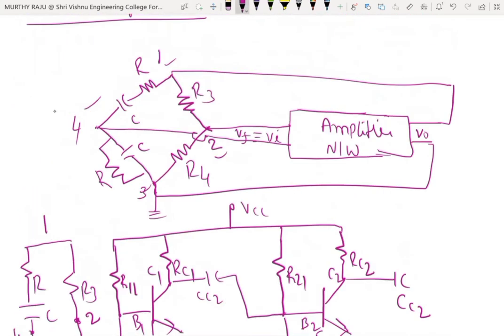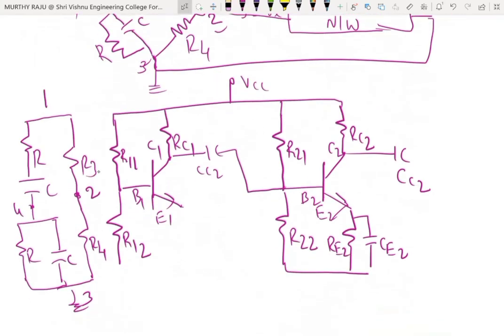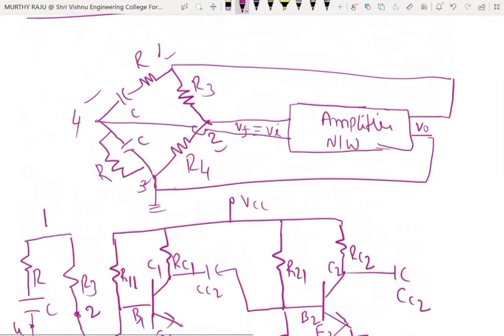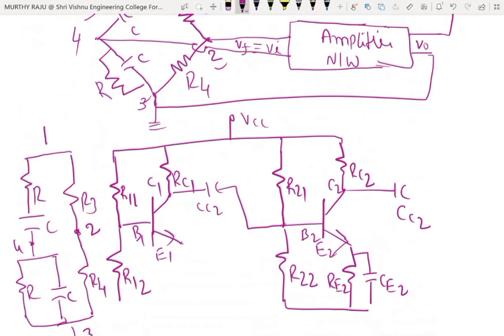In between 1 and 4, a capacitor is in series with a resistance. Between 1 and 2, R3 resistance is there. Between 2 and 3, R4 resistance is there. Here all are connected to ground like that. The emitter terminal of stage 1 is connected to the second point.